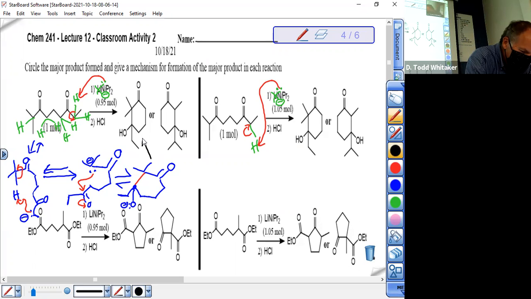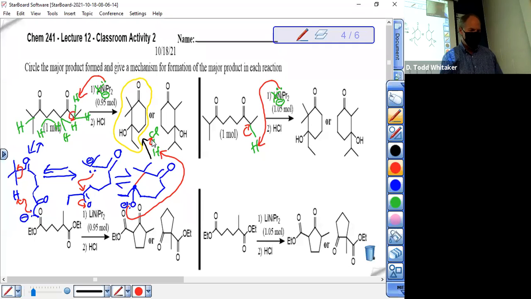Where's this H come from to give this product? Where's the H come from to give that product? Why not less than HCl? This is step 2. Can't combine it with other steps.